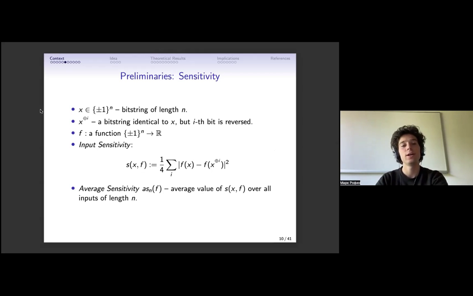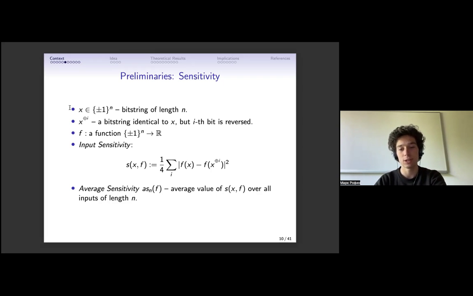I'll start the talk by explaining what sensitivity is in general. So most probably everyone knows, but still I'll briefly explain what this is. Sensitivity is a property of Boolean functions. Let's say that you have a bit string of length n, which is this x, and we have f, a function which translates x into real space. And then the input sensitivity is just how much the function changes if you change individual bits in the input.